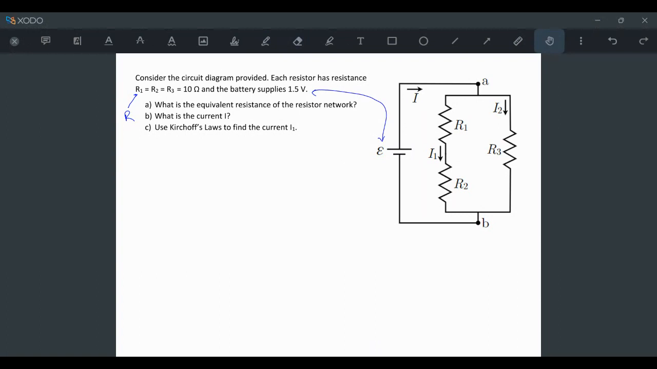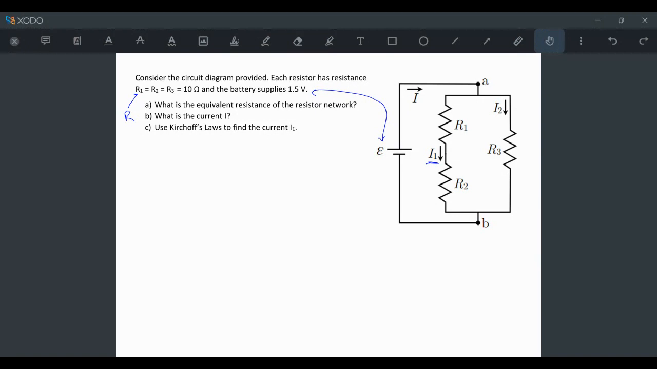So the question is broken down into three parts. The first is to find out what the equivalent resistance of the resistor network is. The second part is to find the current coming out of the battery, so that's just I, not I1 or I2. But then part three is to apply Kirchhoff's laws and to find the current I1 that's flowing through this left branch of the resistor network.